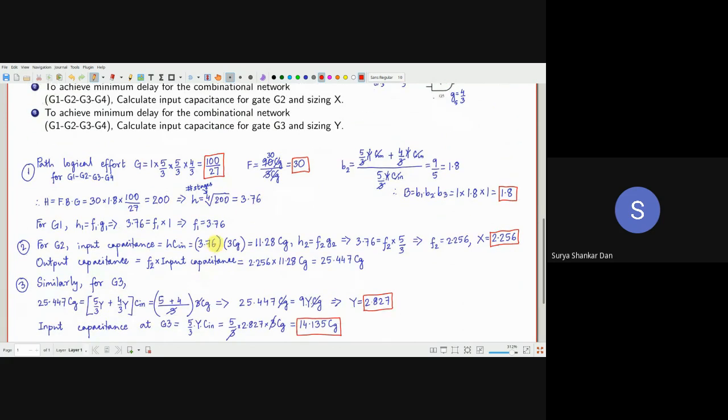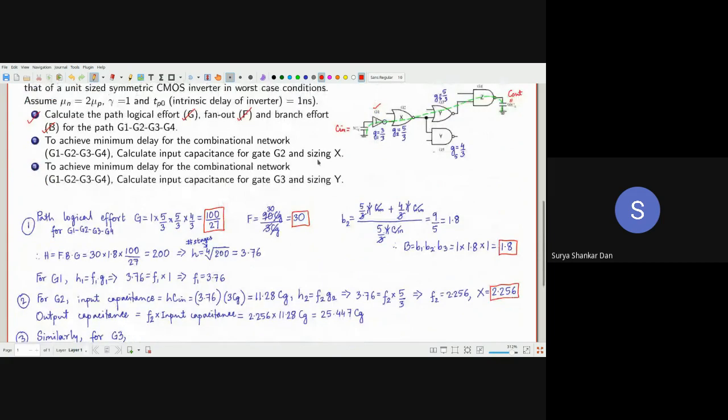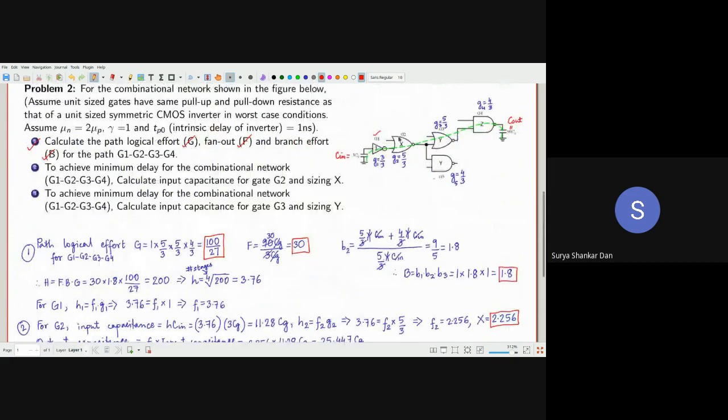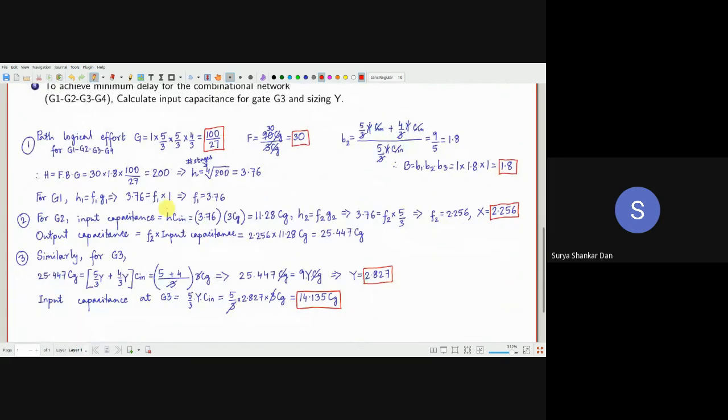Okay, so now we have done the calculation here, that is, F1 is equal to 3.76. However, this is not the answer, because we have to find out X, Y, and Z from the second stage onwards. So the first stage is not under the question. The second question is for G2, that is the second stage here. All right. So for the second stage, what will we do? We will go by the same approach.